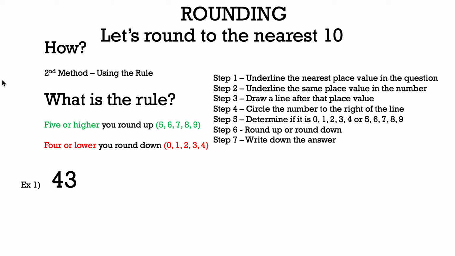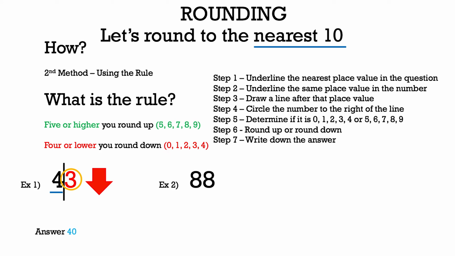Let's take a look at 43. If you can see, I moved my mouse. I underlined the place value, 10. I underlined the 4 because it is a 10. Next step, draw my line after the 4. Next step, circle the 3. Now we're on step 5, and we determined that it's a 3. So we round down. So my answer is going to be 40.